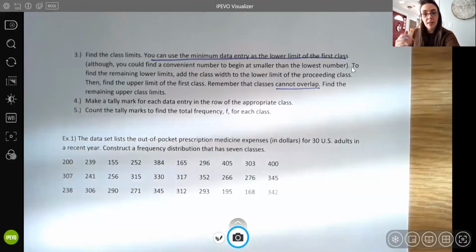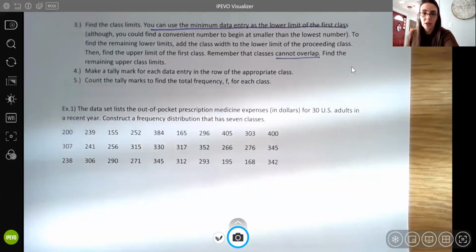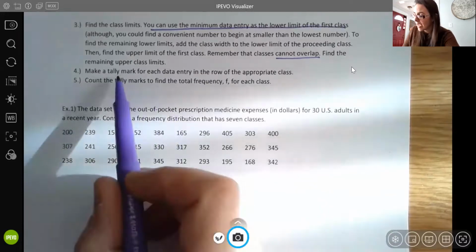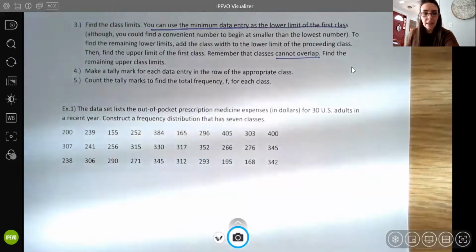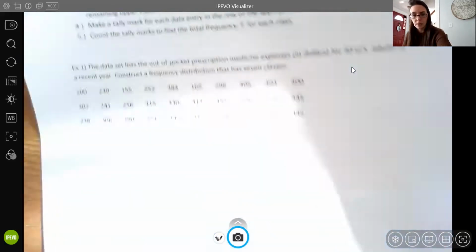Once you have those classes or those intervals, now you're going to start figuring out how many data points you have in each class. So we can use a tally system to figure out how many are in each class and then count the tallies at the end. So let's do this with an example. I don't think it's as bad as it sounds.